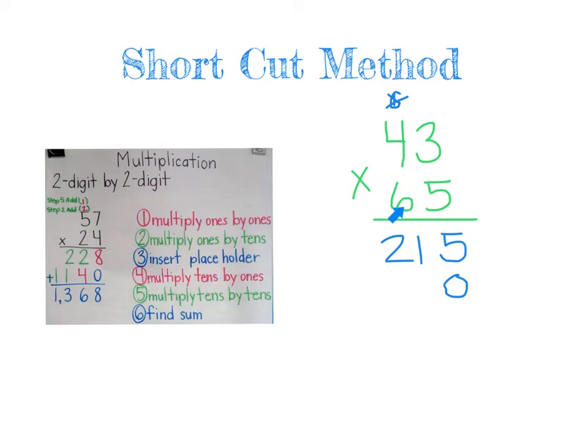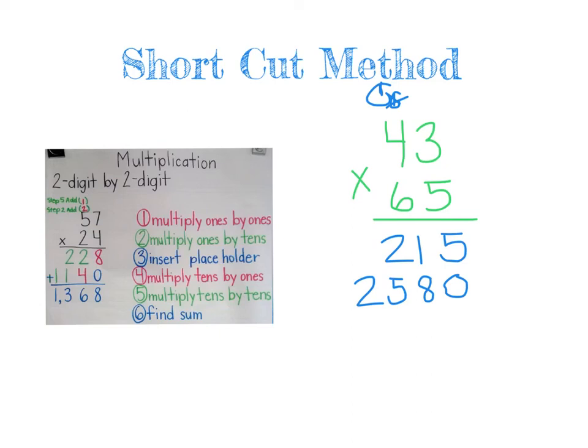So step number 4 says multiply the tens by the ones. So that's that 6 by the ones place value. So I'm going to multiply 6 times 3, which equals 18. And I'm going to put my 1 above that tens because I made a new 10. Step number 5 says multiply the tens by the tens, which is the 6 times 4. And 6 times 4 is 24. Plus, I have to add this 1 right here, which equals 25.